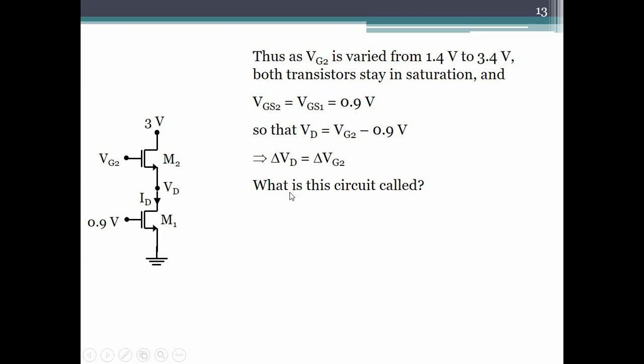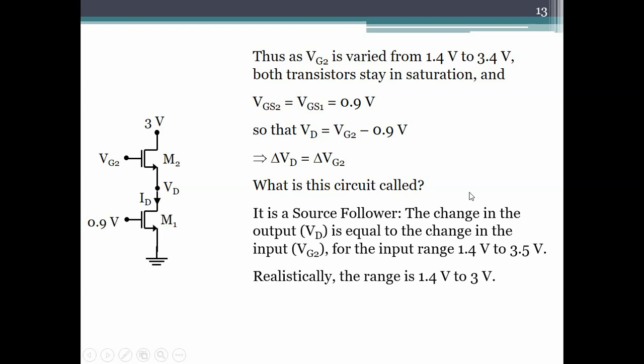What is this circuit called? Where if I vary Vg, Vd will vary by the same amount as Vg. Or if I vary the input by a certain magnitude, the output would change by the same magnitude. The change in the output is the same as the change in the input. What is the circuit called? It's called a source follower. It's a unity gain buffer, right? The output is equal to the input, the AC output, the change in the output. The DCs are different, but the ACs are equal.